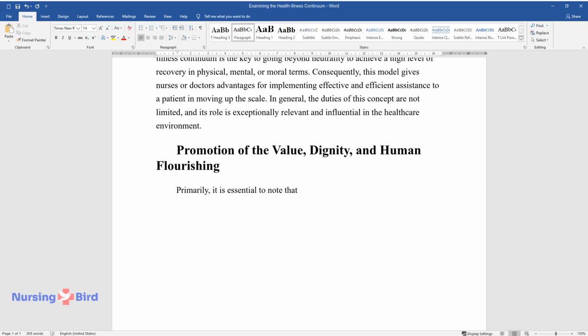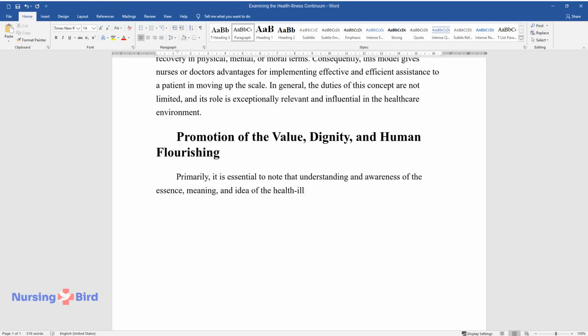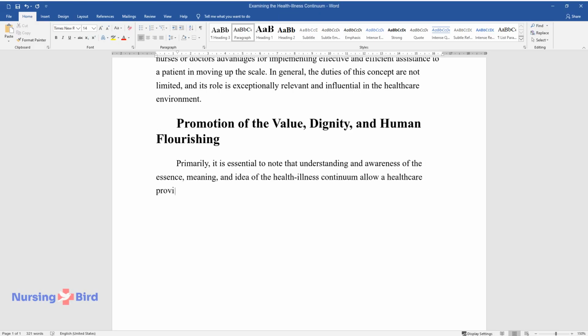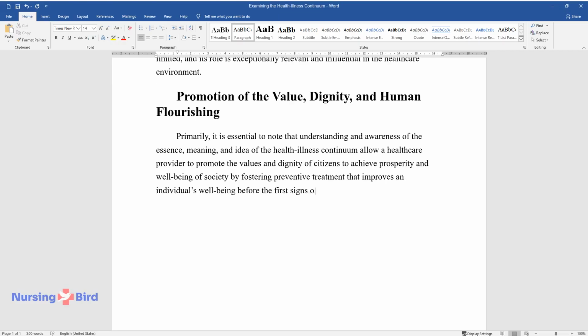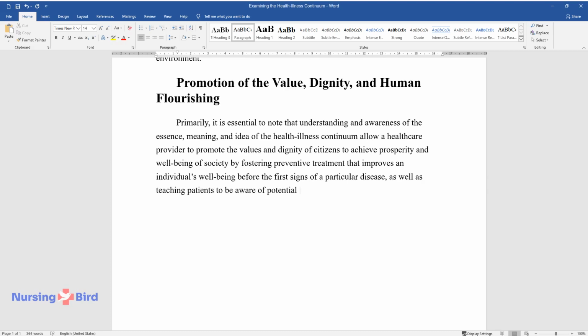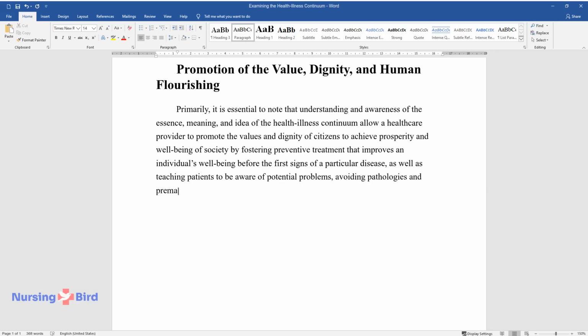Primarily, it is essential to note that understanding and awareness of the essence, meaning, and idea of the health-illness continuum allow a healthcare provider to promote the values and dignity of citizens to achieve prosperity and well-being of society by fostering preventive treatment that improves an individual's well-being before the first signs of a particular disease, as well as teaching patients to be aware of potential problems, avoiding pathologies and premature death.